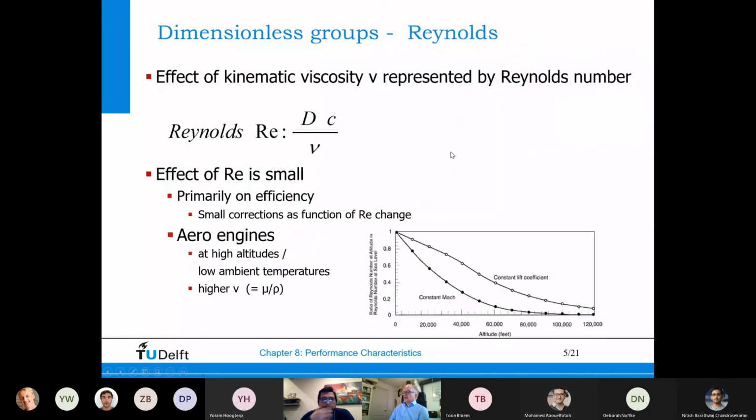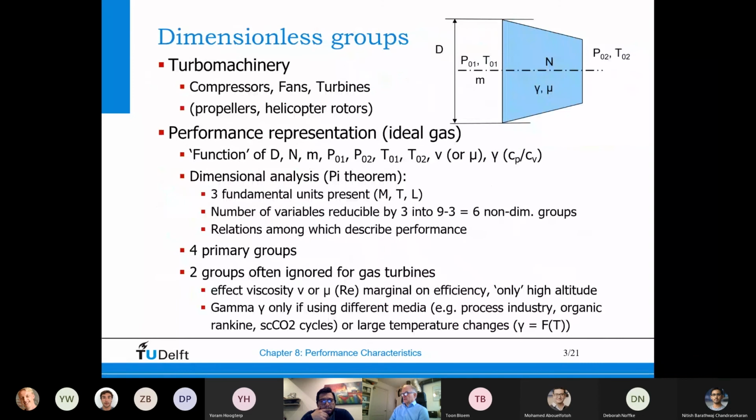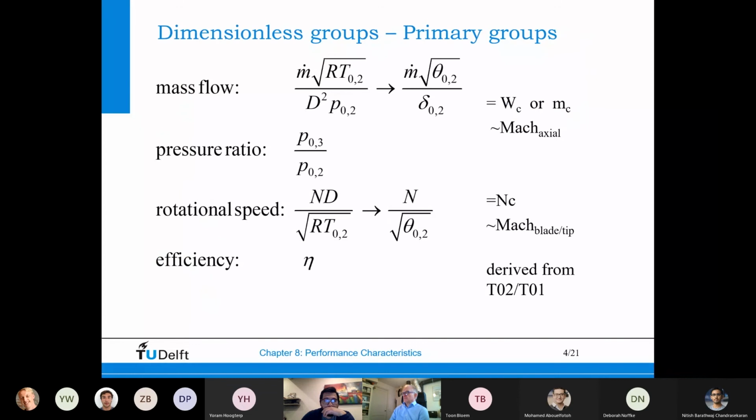Okay, so we're not talking about the ratio of specific heats gamma, because that is normally not used for analysis of aero engine performance.